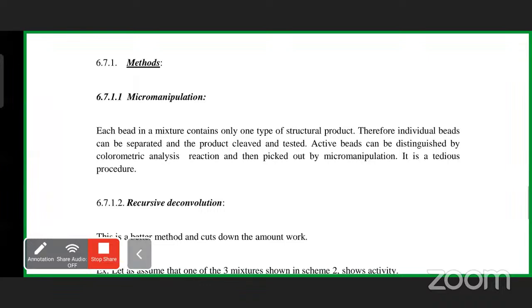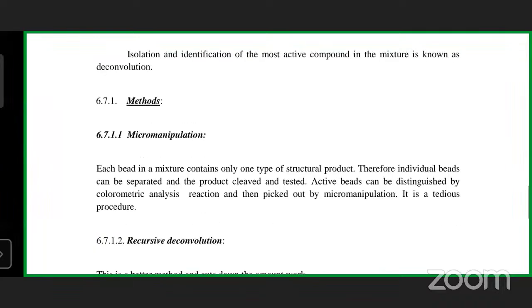So micro manipulation. So in the micro manipulation, what we are doing here, we will take each product, right? We will take every product and we will cleave that product from the resin bead, cleave in the sense we will separate that product from the resin bead here, and we will test that product with the colorimetric analysis here.